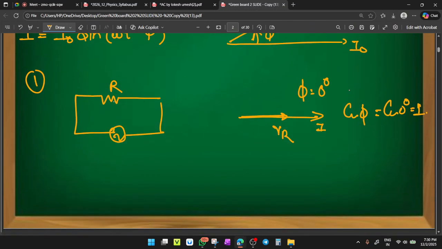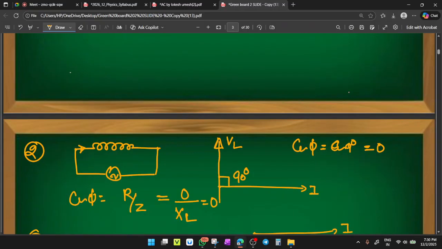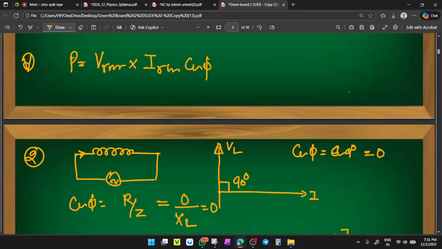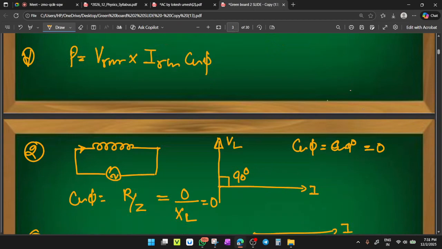Talking about power in a pure resistive circuit, we have the relation power equals to Vrms into Irms cos phi. So cos phi becomes 1 in the case of a purely resistive circuit. So your power will be Vrms into Irms. Clear? So average power will be equal to Vrms into Irms.